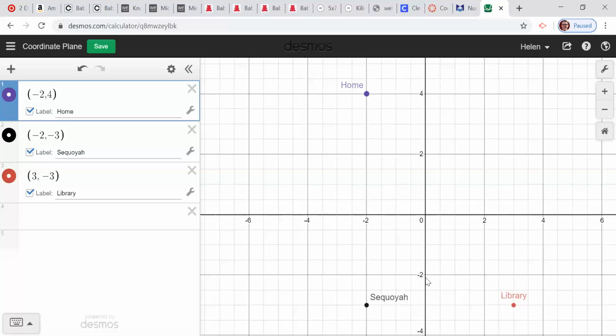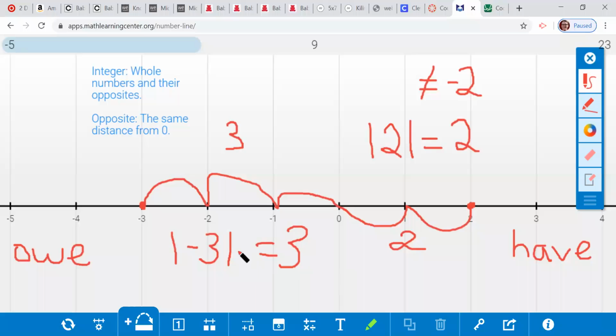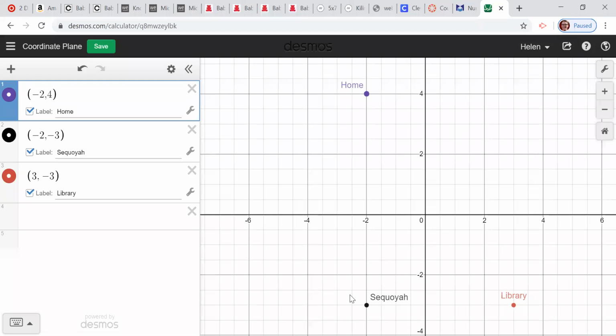This y value is halfway between -2 and -4. So if we quickly jump back to our number line, we can remind ourselves that the point between -2 and -4 is -3. So here Sequoia is plotted at the point -2, -3.